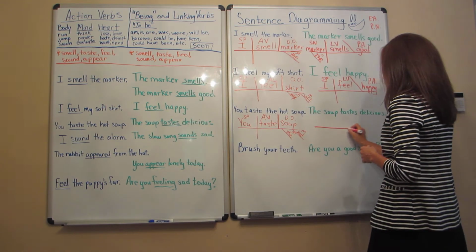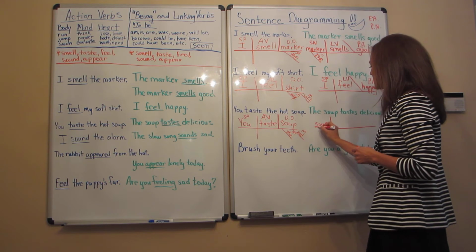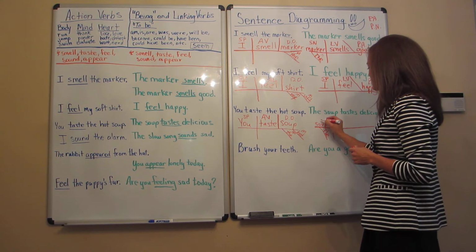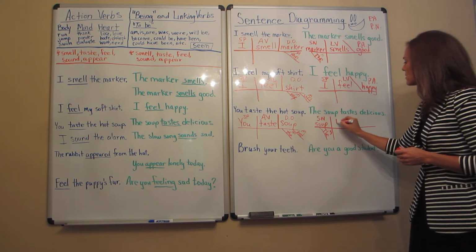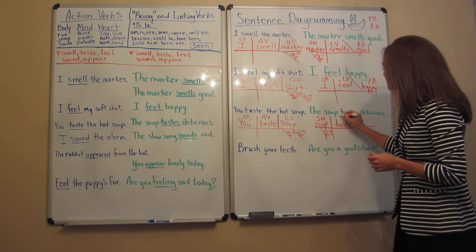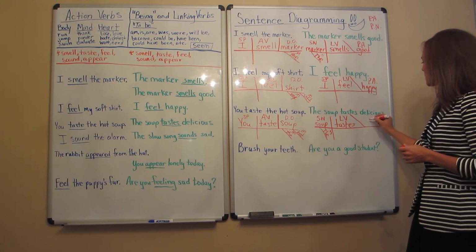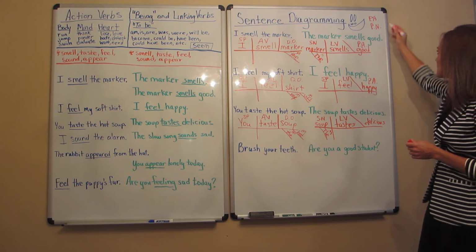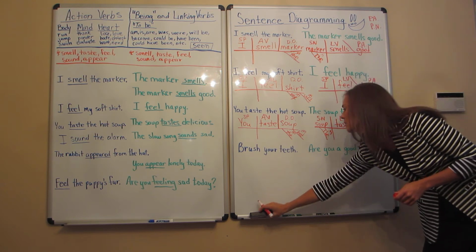The soup tastes delicious. Who or what is the sentence about? It is about soup. You do not capitalize it because the is the first word in the sentence and you capitalize the. So soup is your subject noun. The is your modifier of soup. The soup what? The soup tastes. Since the soup isn't physically tasting something, this is your linking verb, and linking verb lines lean left. The soup tastes what? Delicious. Is delicious an adjective or is it a noun? It's an adjective, so it's a PA for predicate adjective.